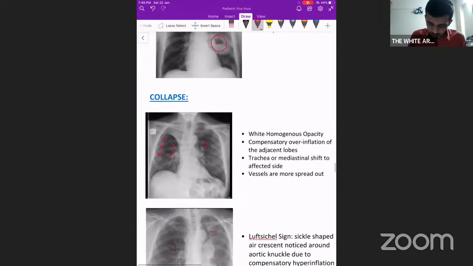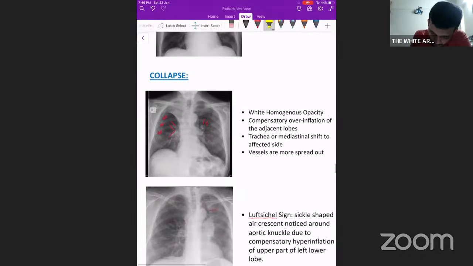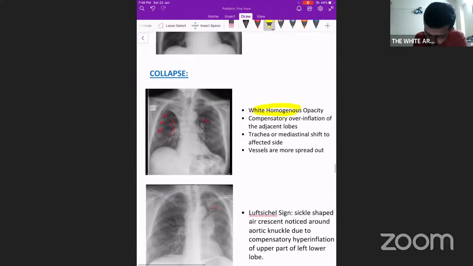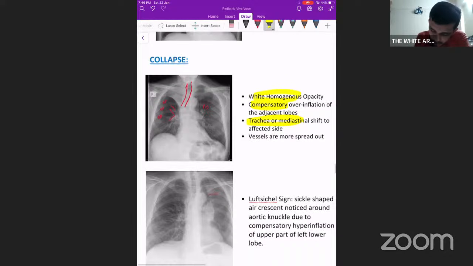Yeah, that is what is mentioned over here. You will have the same white homogeneous opacity of consolidation, but the difference is there will be compensatory overinflation of the adjacent lobes, and tracheal or mediastinal shift can take place to the affected side. See over here, the trachea is shifted towards the right, and vessels are more spread out. So this is how we differentiate collapse from a consolidation.